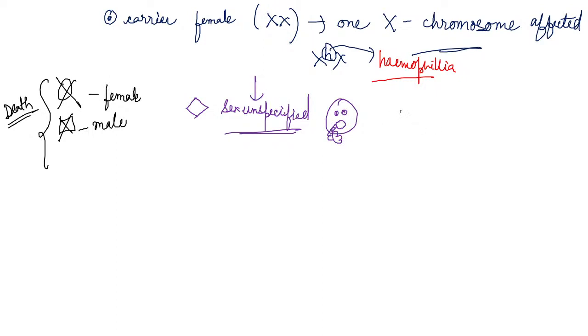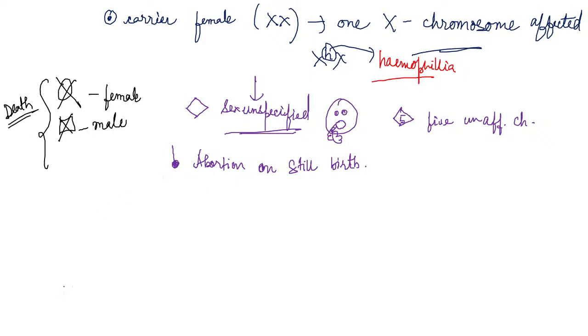Next, if we write like this, then it will be 5 unaffected children. If there's a line and it looks like this, then it is abortion or stillbirth, right? Abortion or stillbirth.